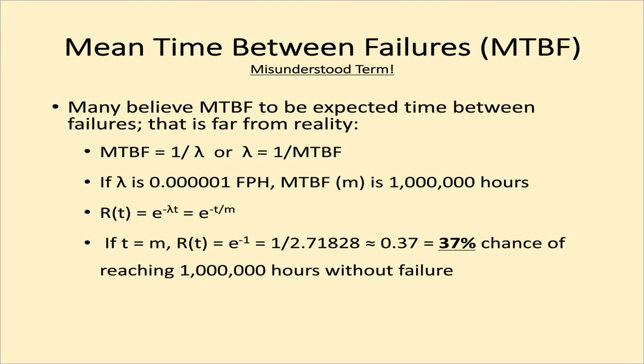if time is equal to 1,000,000 hours and MTBF is 1,000,000 hours, the equation becomes e to the minus 1, which is 1 over 2.71828, and that again is rounded off. That's equal to 0.37, and so there's a 37% chance of reaching the 1,000,000 hour MTBF on a given product without a failure. Let me know if that answered the question.